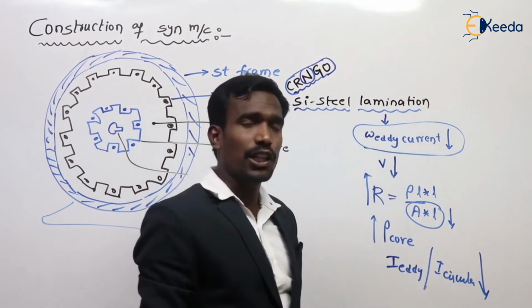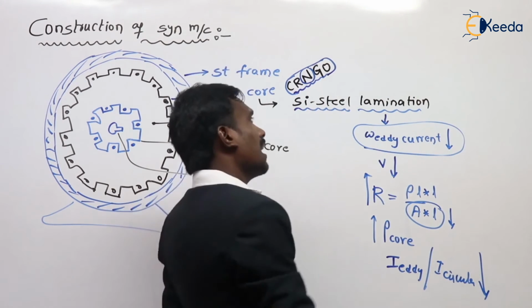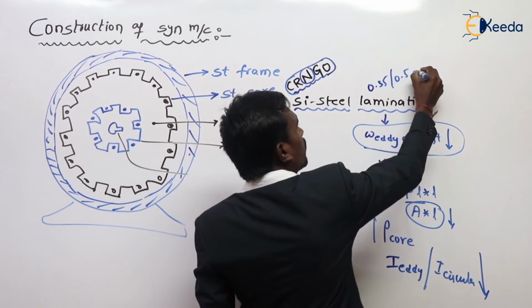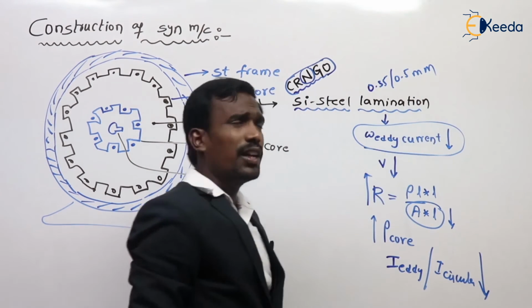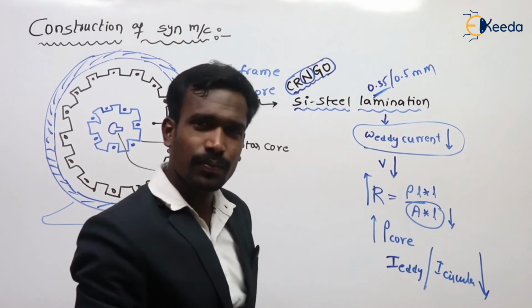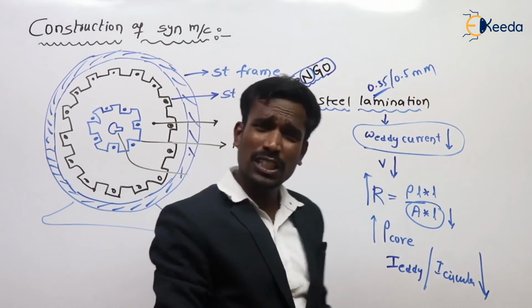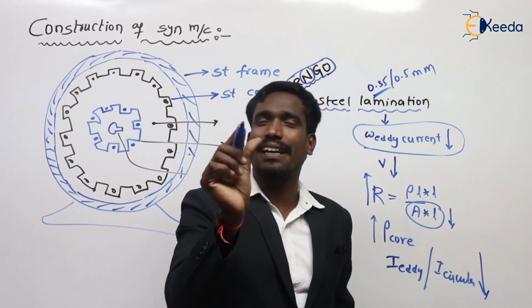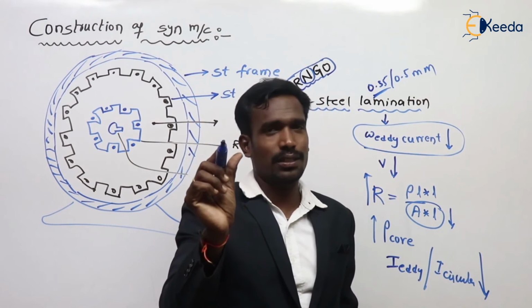This is the laminations. The lamination thickness is 0.35 or 0.5 millimeters. Generally, we are using 0.35 millimeters. What are laminations? Laminations are nothing but thin parallel plates. You know about that, right?